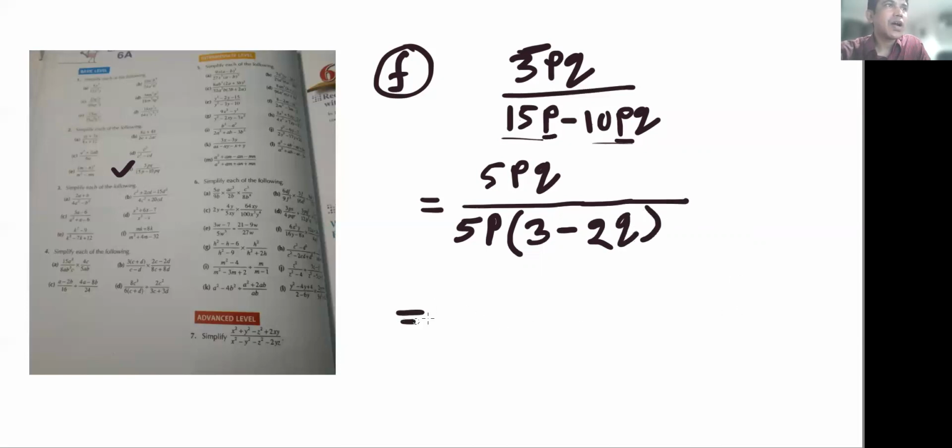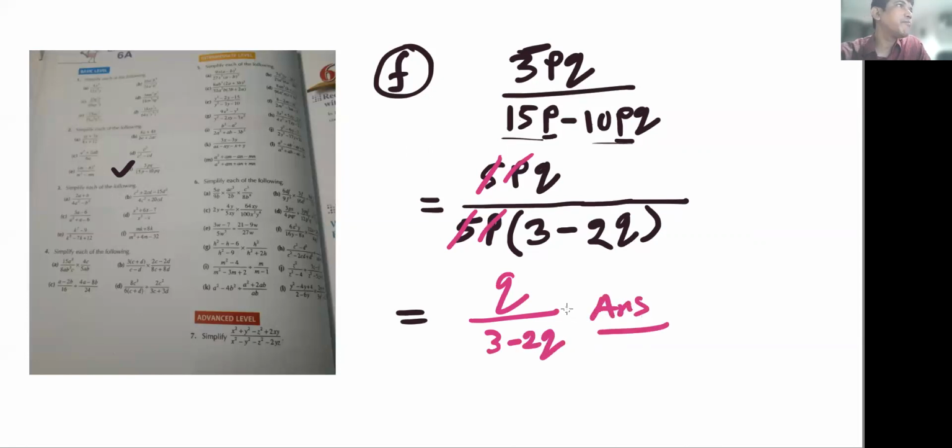So now you can cancel out. What can you cancel out? You can cancel this 5 and 5, right? This P and P, and nothing else. So we'll have the answer 3 minus 2Q. This is the answer. Isn't it easy? Now you will take your homework to solve the other remaining ones.